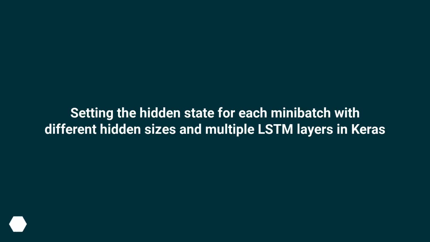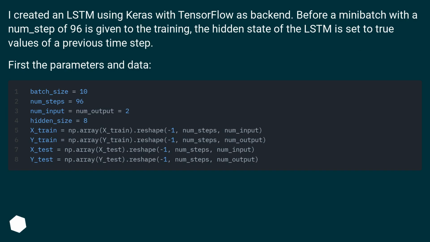Setting the hidden state for each mini-batch with different hidden sizes and multiple LSTM layers in Keras. I created an LSTM using Keras with TensorFlow as backend. Before a mini-batch with a num_step of 96 is given to the training, the hidden state of the LSTM is set to true values of a previous time step. First, the parameters and data.